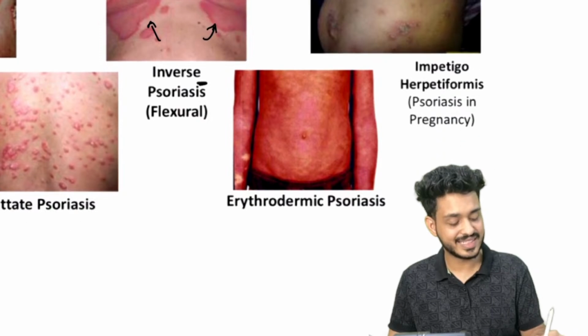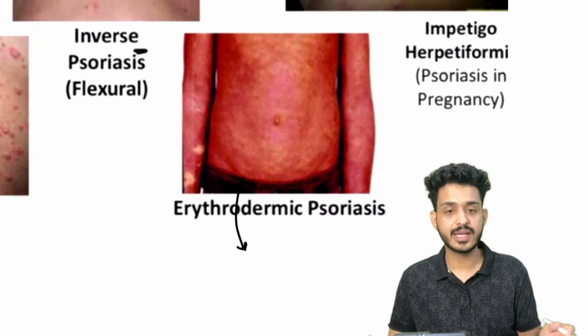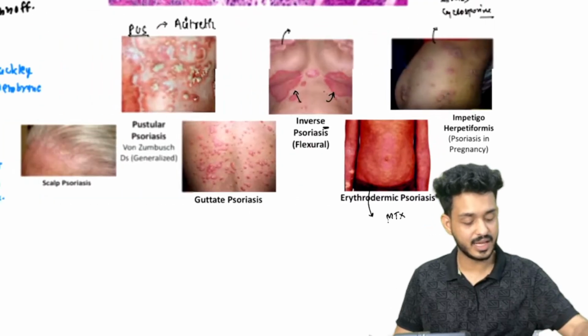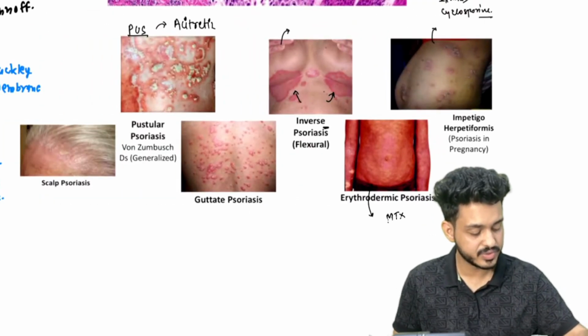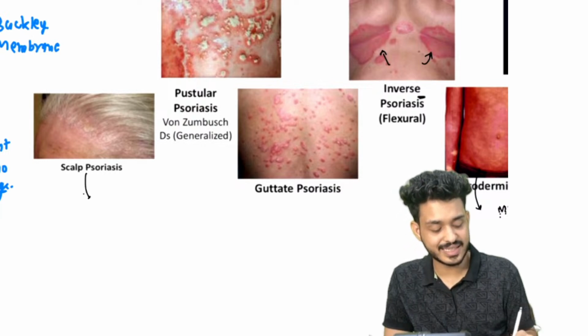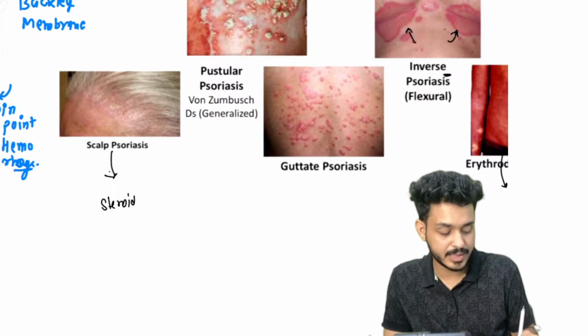Can you appreciate this red colored structure? He is looking completely red, right? So that is erythrodermic psoriasis. Drug of choice will be methotrexate. They will ask you the drug of choice here. Drug of choice will be methotrexate. Okay, scalp psoriasis, you will be having psoriasis in the scalp. The drug of choice that we will be using is steroids.